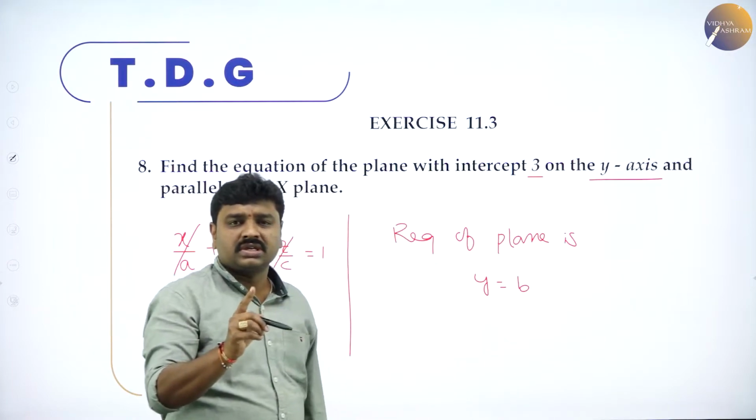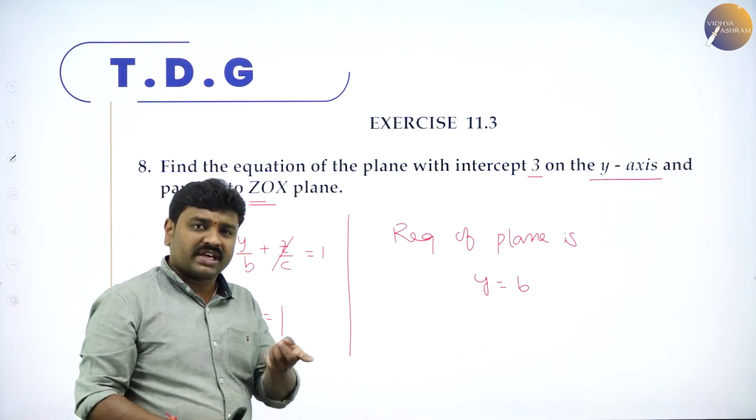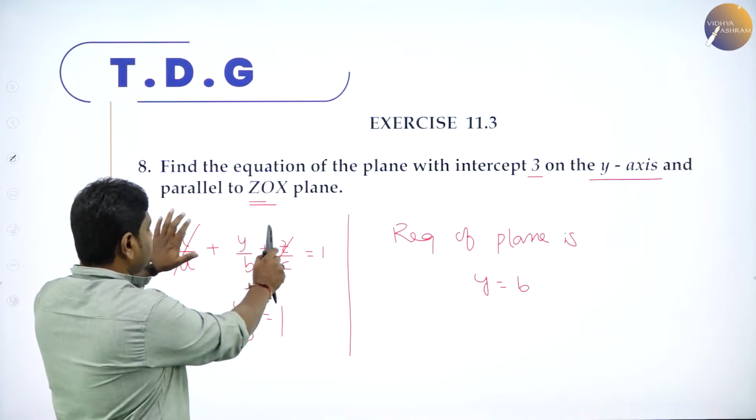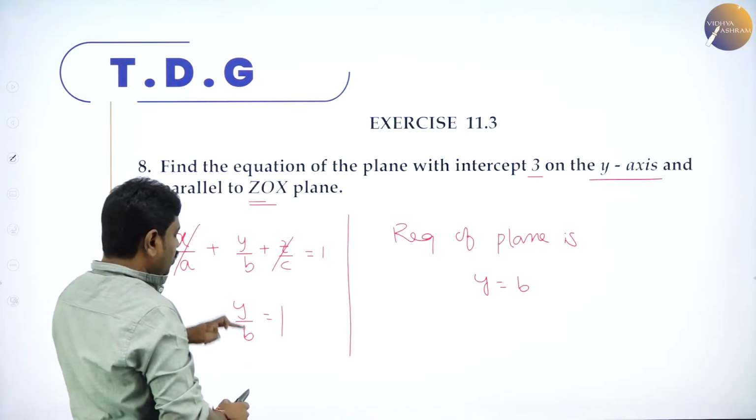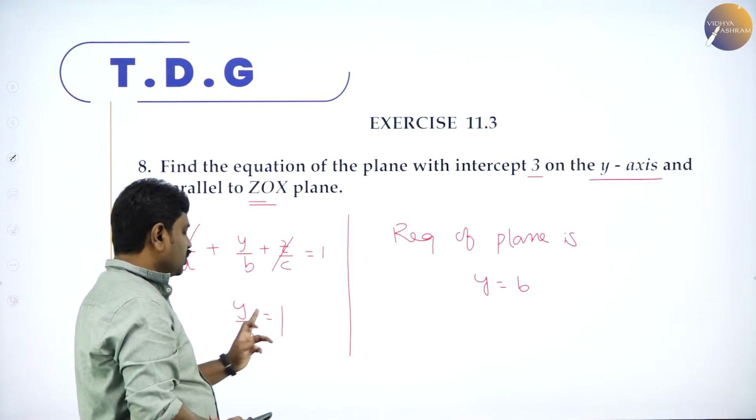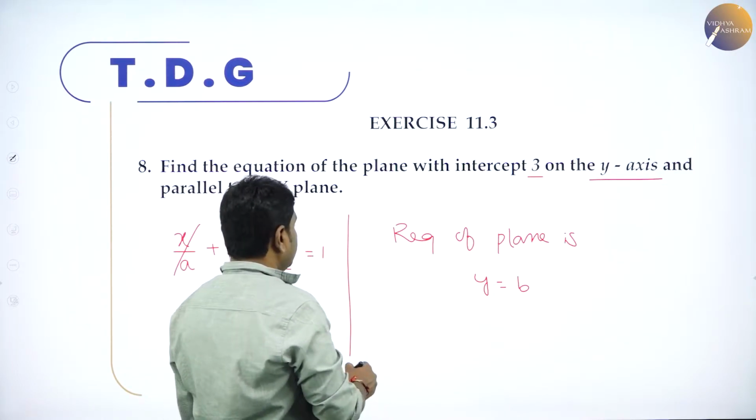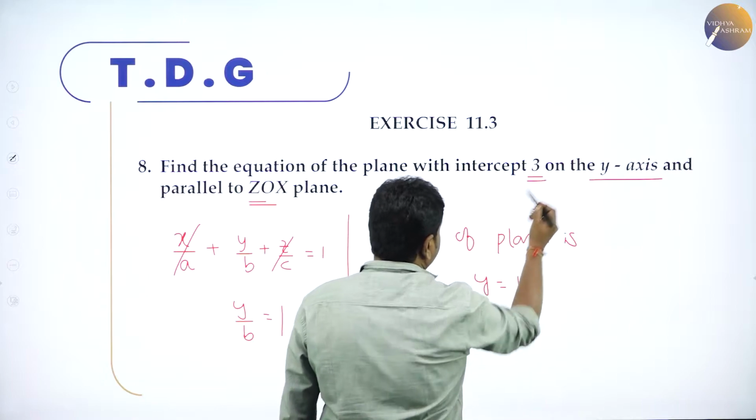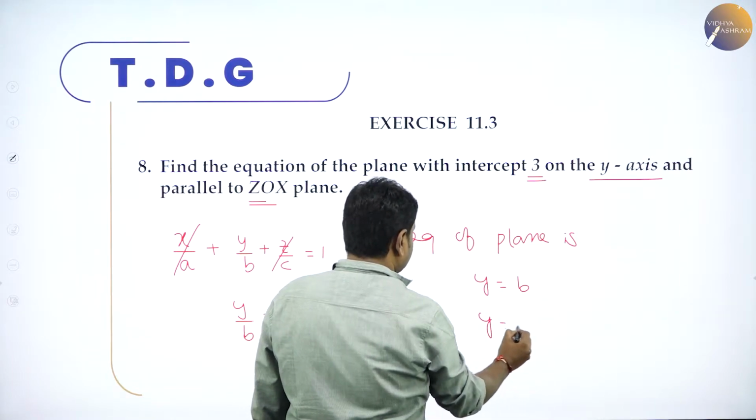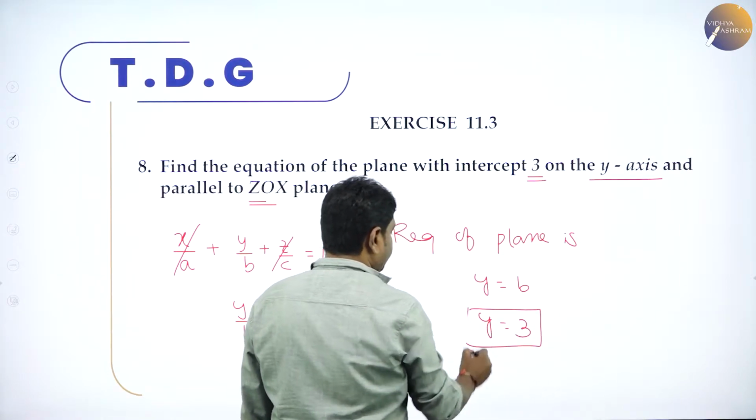Dear students, if they tell it is parallel to xz plane, you should leave x and z in intercept form. We will be having y by b equal to 1. Transfer b to that side. y is equal to b into 1. y is equal to b. So in the place of b, they give the y intercept. What is the y intercept? 3. So that is y is equal to 3. This is the required equation.